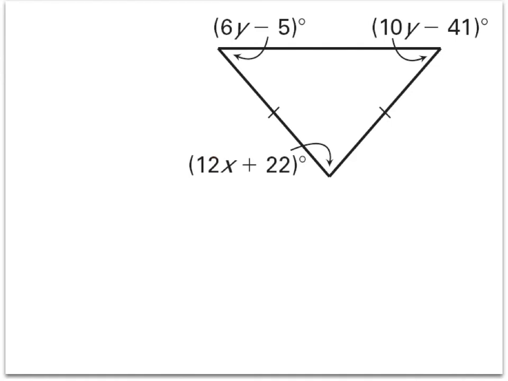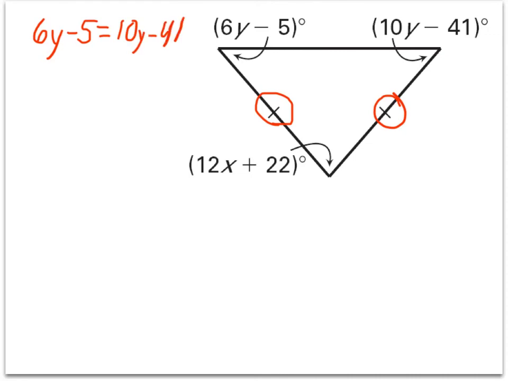In this last example, we're going to solve for both x and y. To start this, we can use the base angles theorem. We have two sides that are congruent, so we can say that these two angles are also congruent, and those are the angles opposite of these congruent sides. So the angle opposite of this side here is 10y minus 41, and the angle of this side here is 6y minus 5. Let's set those equal to one another. 6y minus 5 is equal to 10y minus 41.